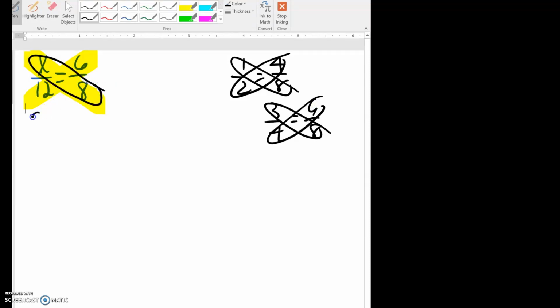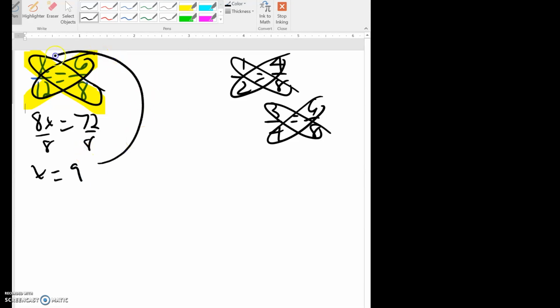So 8x is what I get there. 72 is what I get there. Now it's an equation. There's no fractions in there. Get rid of that. Divide. I get x equals 9. And I can sub it into check just like before. Sub it in here. Does 9/12 equal 6/8? If I divide them, they're both the same decimal. So, yep, I know I'm right.